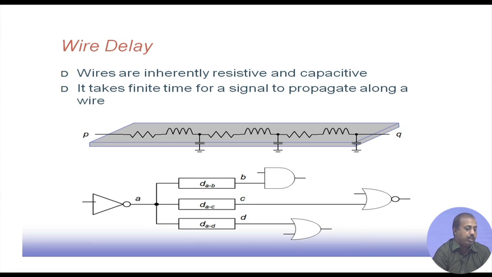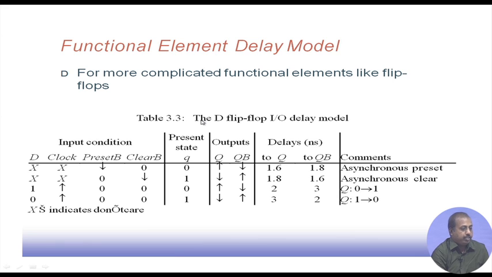If I have this line A feeding these 3 gates, you see that there will be some delay associated with each individual segment. So DAB, DA2C and DA2D need not be the same. That way there will be some delay associated with the wire.